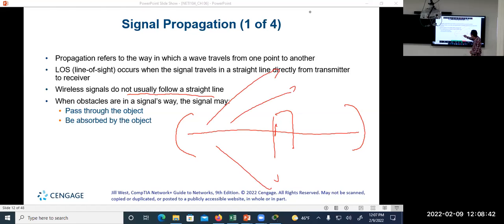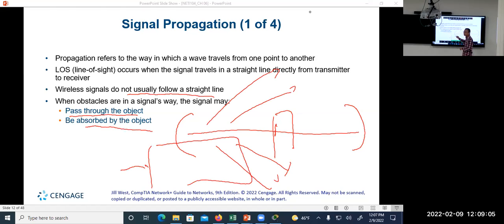We can have refraction, or when there is an obstacle in the signal's way, the signal can pass through the object. So we think in the drywall, it's very easy to pass through the drywall. But in concrete, the wall is very hard, right? Or it can be absorbed by the object here. So if you have a tank of water here, it's very easy to absorb the signal strength here.